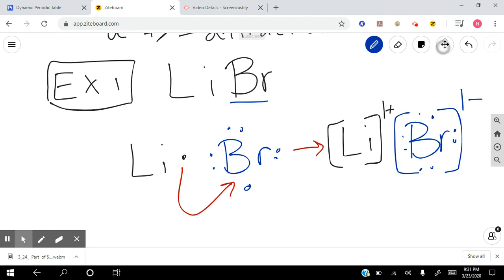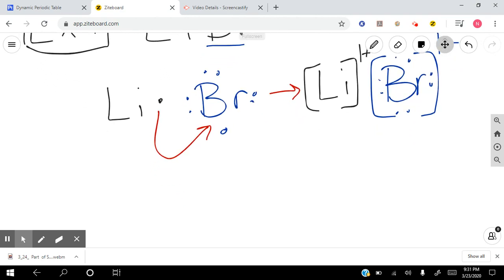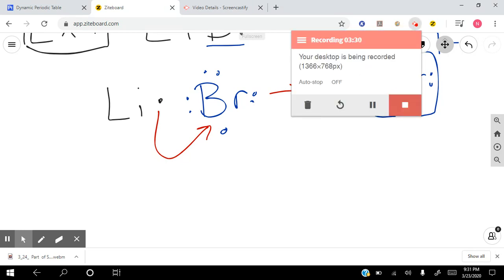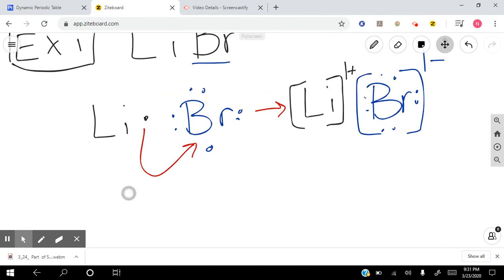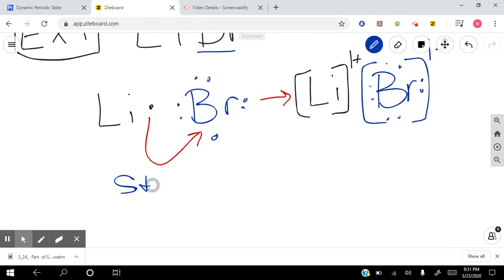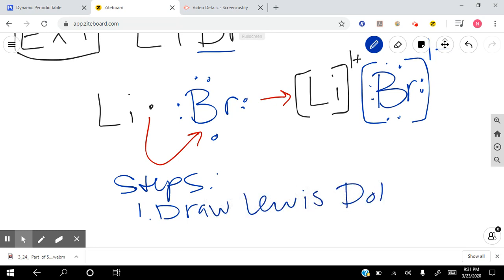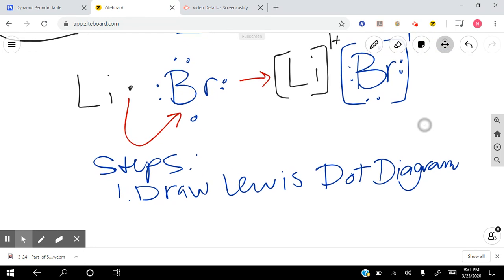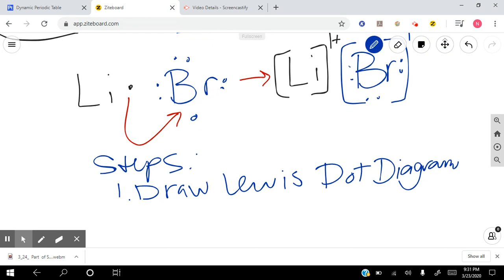And now let's go ahead and diagram the steps. The first thing that we did is we drew the Lewis dot diagram. So you look on the periodic table, you look at the group number, and you draw the appropriate number of valence electrons. That's a skill that you should already know how to do.